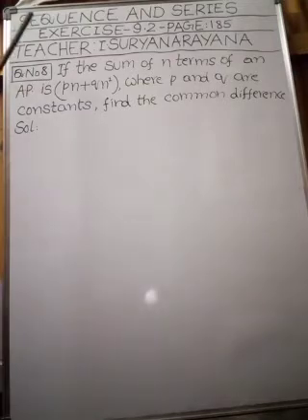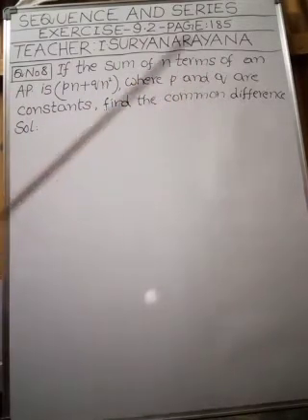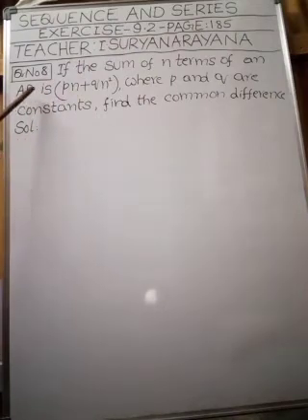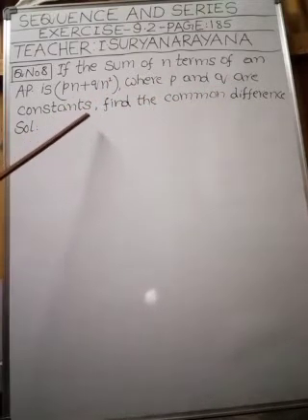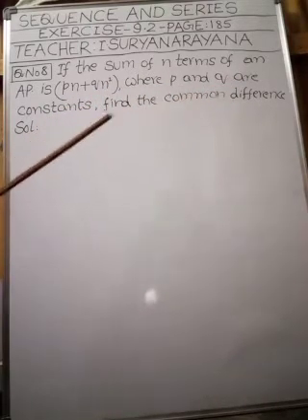Right. Now, come to question number 8. Are you ready to listen to the class? Right. If the sum of n terms of an AP, arithmetic progression, is Pn plus Qn square, where P and Q are constants, find the common difference. Understood this question, my children?